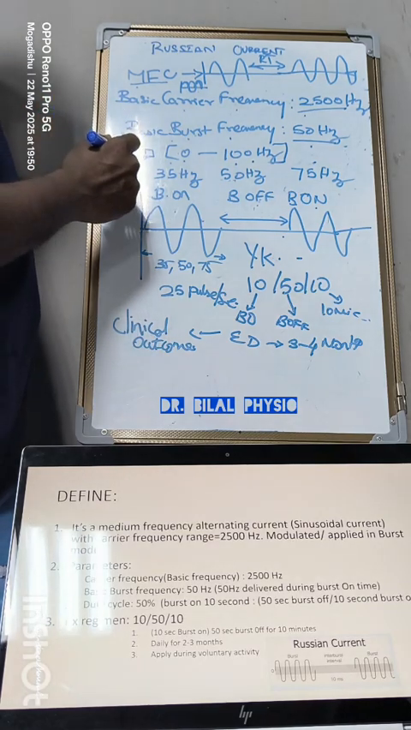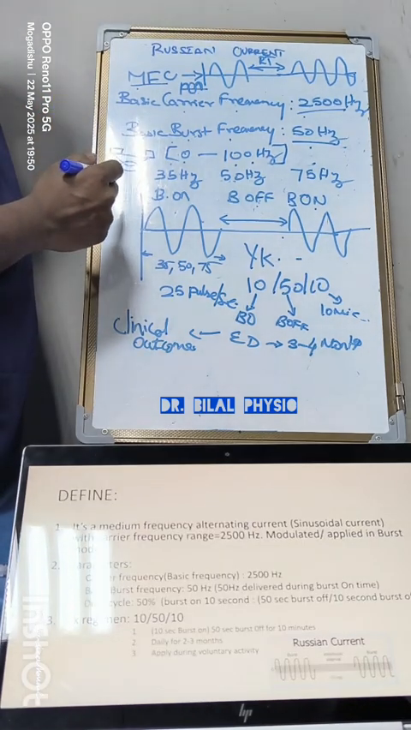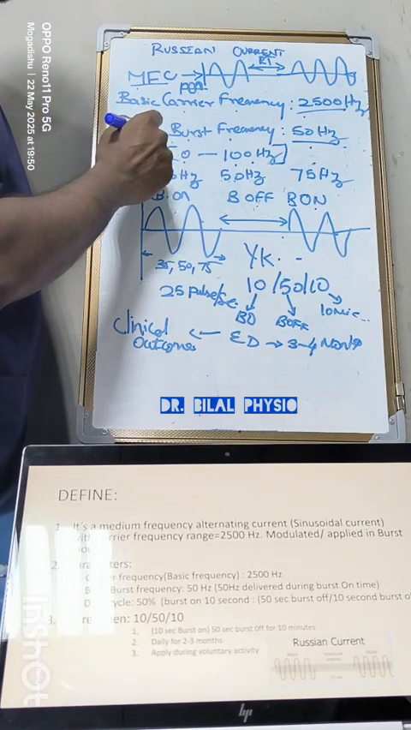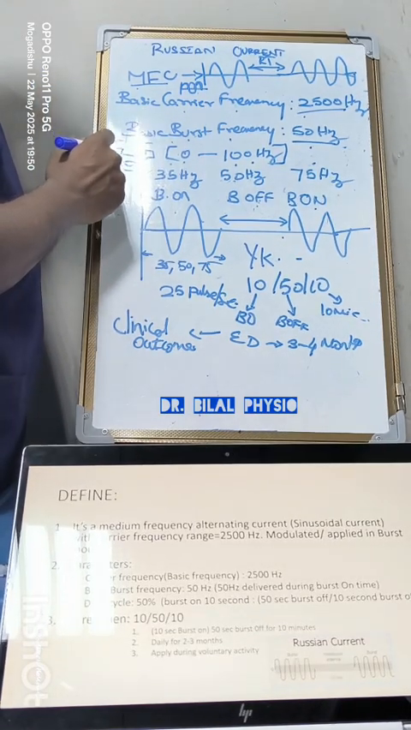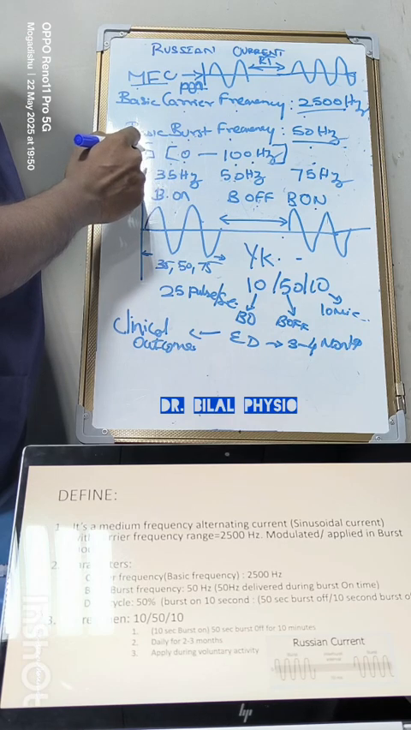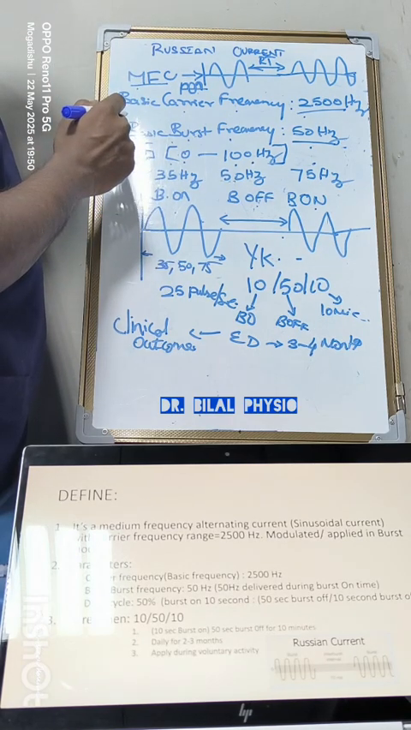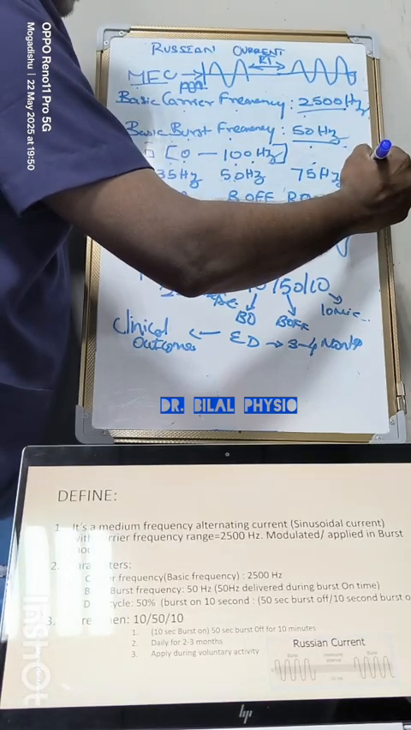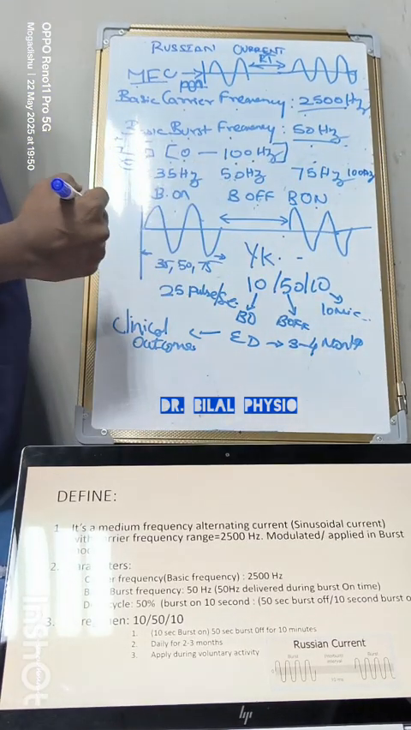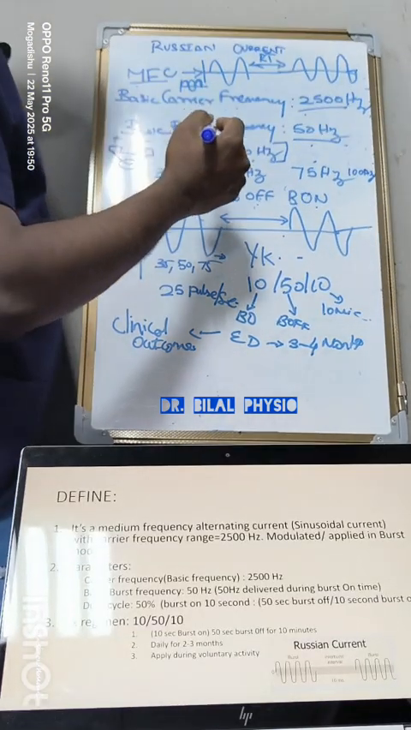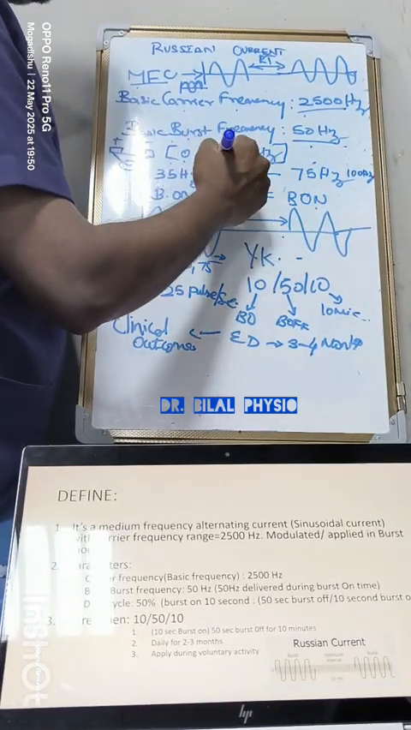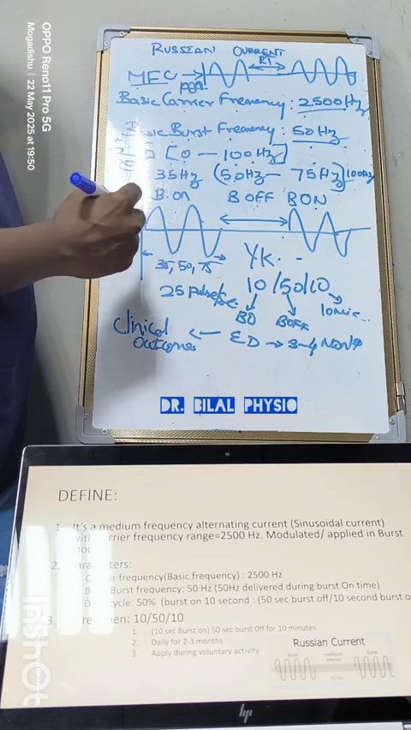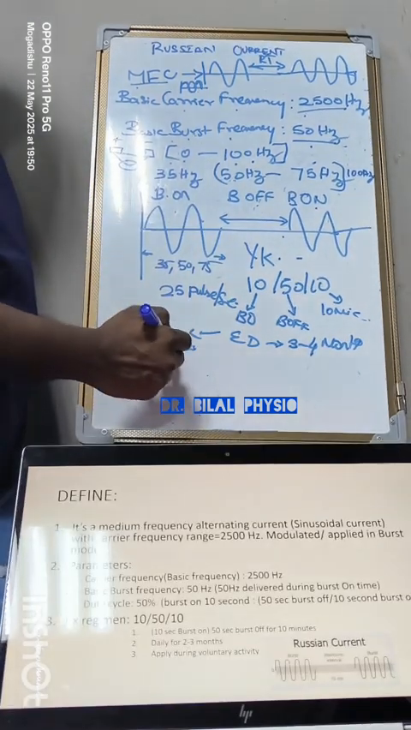It mostly targets the motor nerves, not the sensory nerves. The sensory nerves are targeted very little. So its depth of penetration is much deeper and it is very comfortable for the patient, even if we go up to 100 hertz of burst frequency. But for a better clinical outcome, 50 to 75 hertz is fair enough.